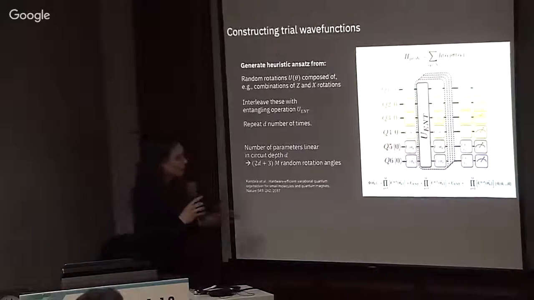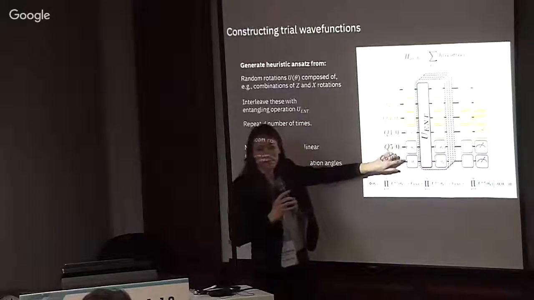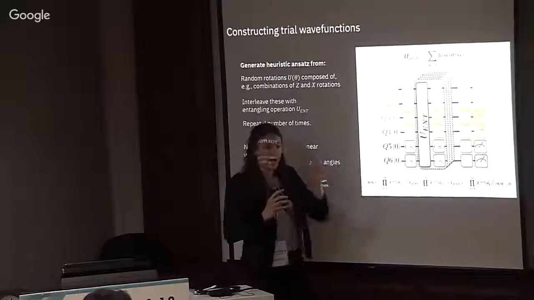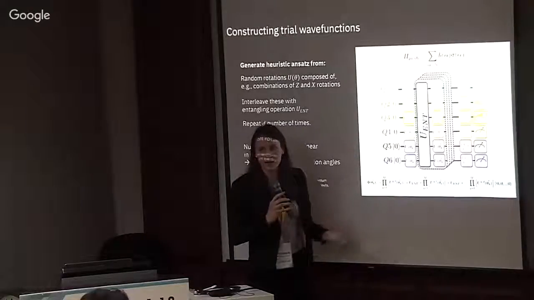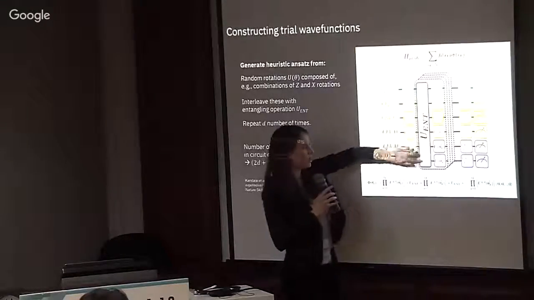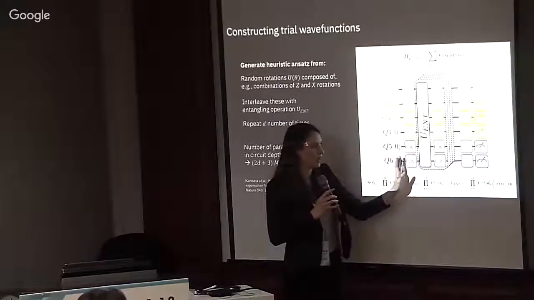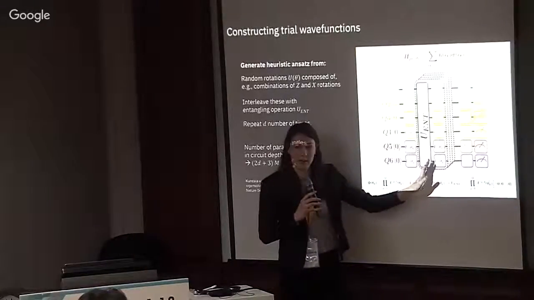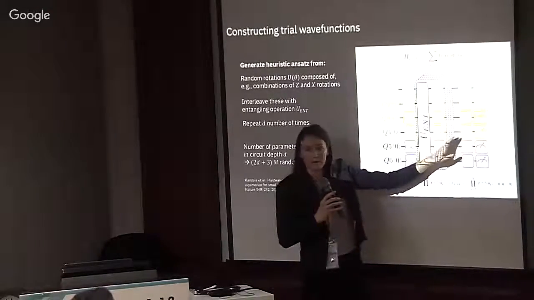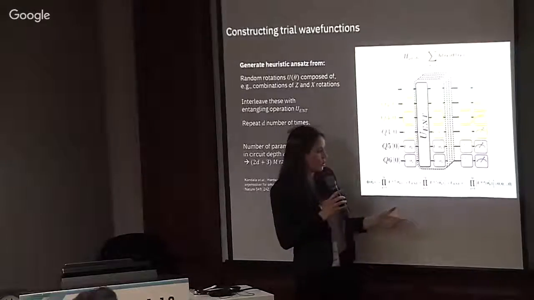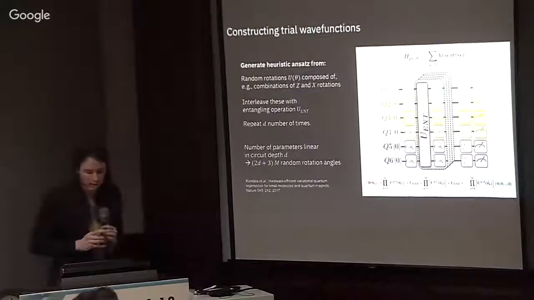So for this particular trial state, there are layers of these. These are just single qubit rotations where the angles that you rotate by are the parameters that you're trying to optimize. Then you interleave them with these entangling gates, and you can repeat this circuit many times for some depth. And then at the end, you make these measurements in different bases in order to make estimates of the different terms in your Hamiltonian.